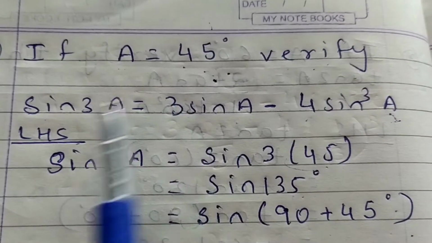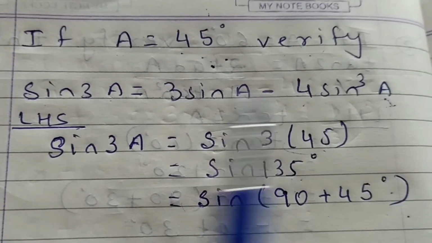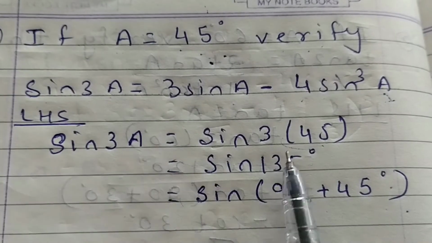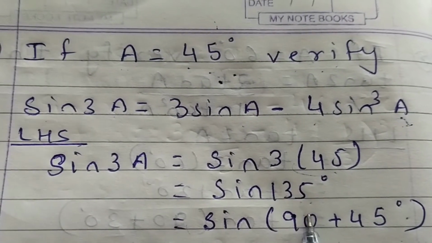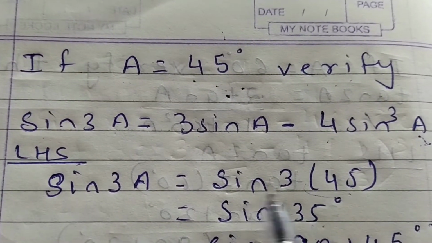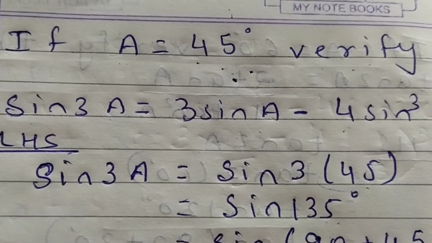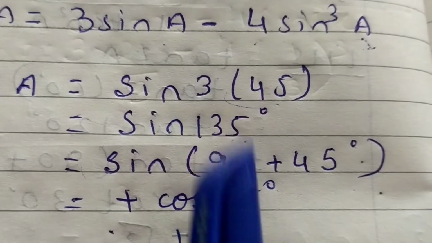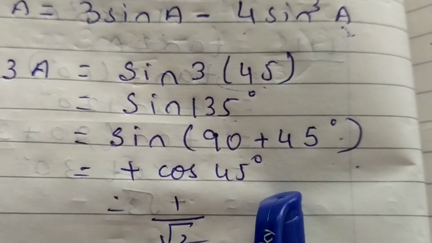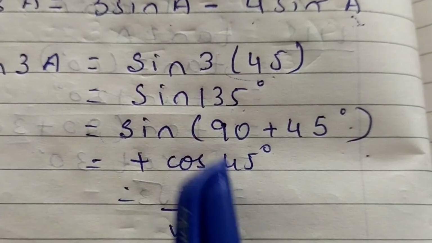A is 45 degree. We have to verify that sin 3a is 3 sin a minus 4 sin cube a. So we take LHS. LHS is sin 3a. We substitute the value of a as 45 degree. So this becomes sin 135 degree, that is sin 90 plus 45 degree. So that is cos 45 degree, because sin pi by 2 plus theta is cos theta. Second quadrant sign is positive, so it is 1 upon root 2.